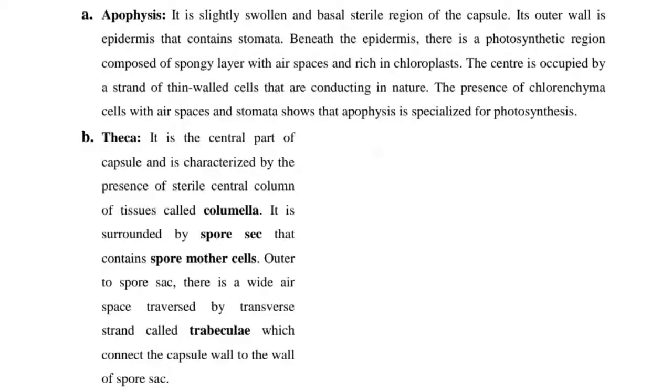B. Theca. It is the central part of the capsule and is characterized by the presence of a sterile central column of tissues called columella. It is surrounded by a spore sac that contains spore mother cells. Outer to the spore sac, there is a wide air space traversed by transverse strands called trabeculae, which connect the capsule wall to the wall of the spore sac.